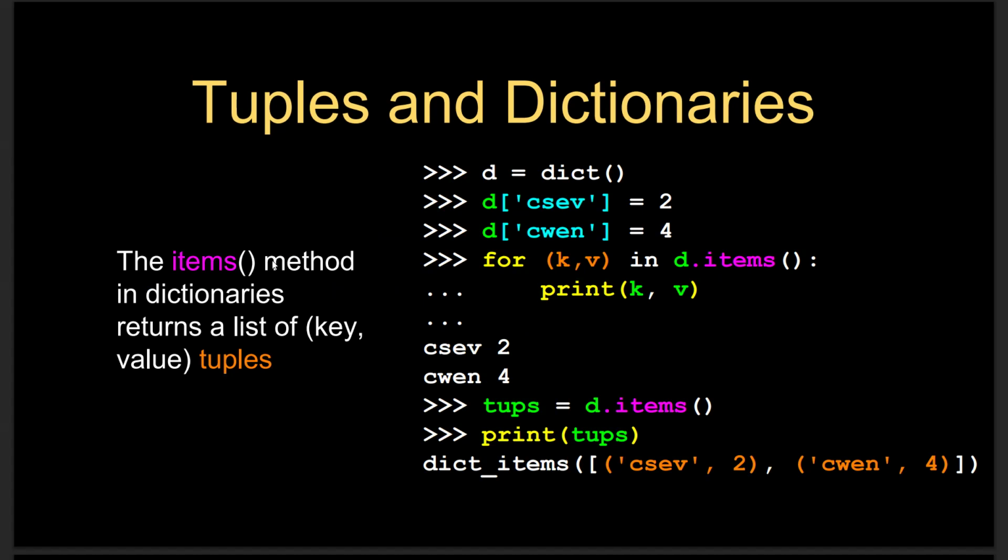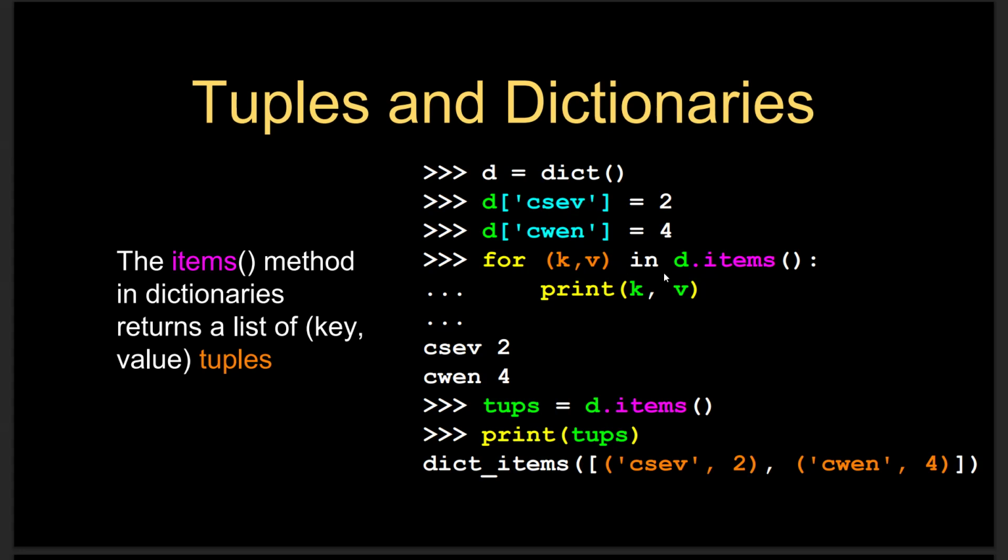See, d = {}. Here I am creating an empty dictionary, and then creating new values for it. d['csev'] = 2. So for this key, I am assigning the value 2. For this key 'cwen', I am assigning 4. Like that, we have created key-value pairs in the empty dictionary.